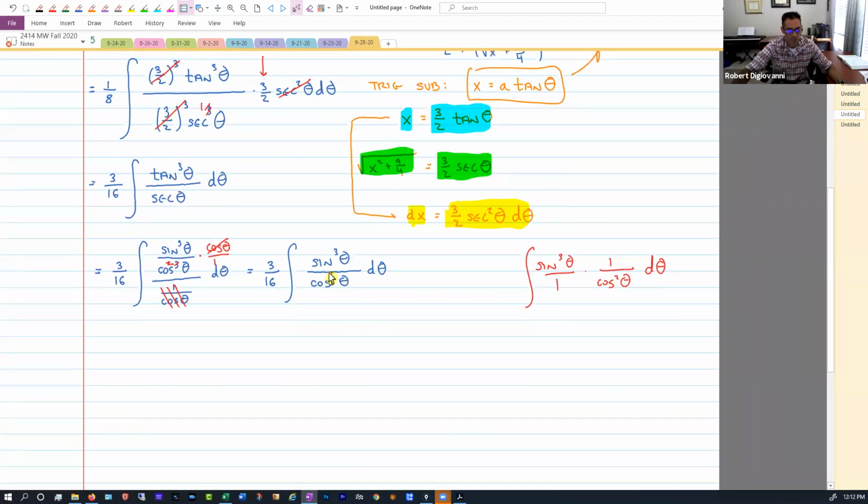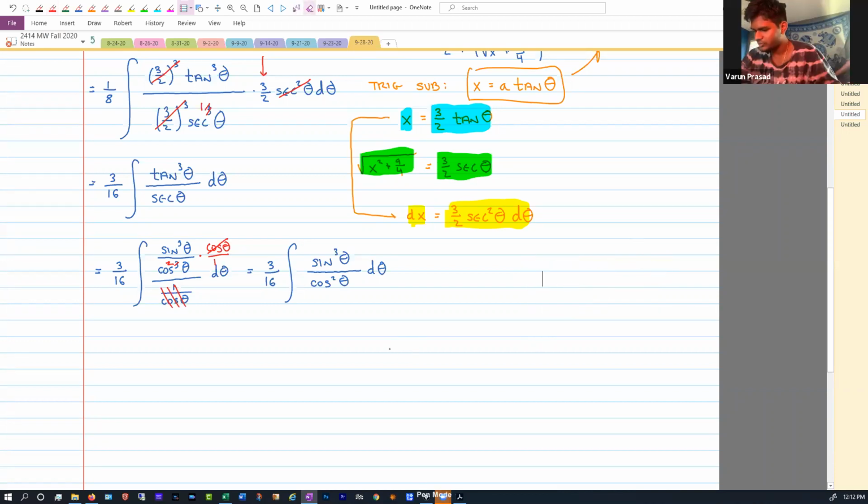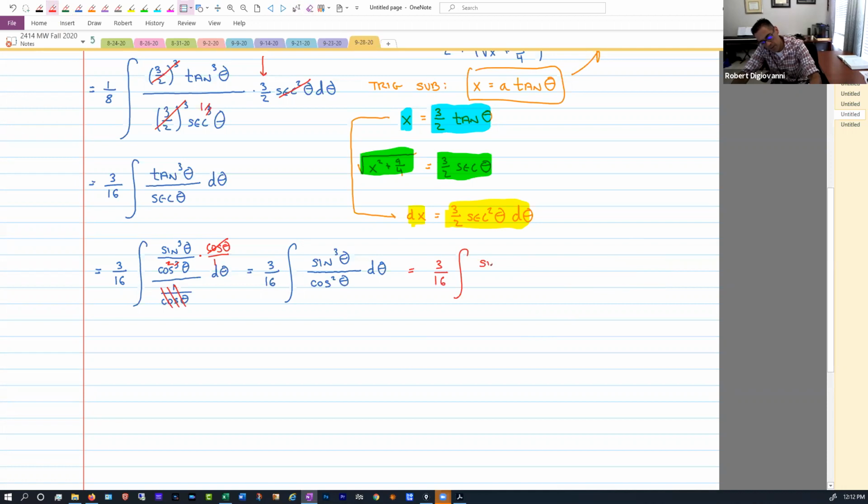All right. Can I take a jab at figuring out what the next step is? Sure, go ahead. Would you peel off a sine to get sine squared over cosine squared times sine? Okay, let me do that. Let's see if that takes us anywhere. You're going to peel one sine off the top.